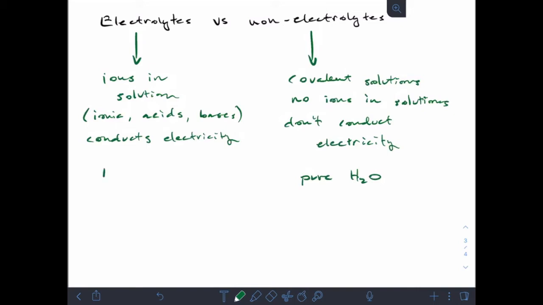However, sodium chloride solution, remember aqueous means that we are dissolved in water. A water solution of sodium chloride will conduct electricity because I have sodium plus, I have ions in my solution.